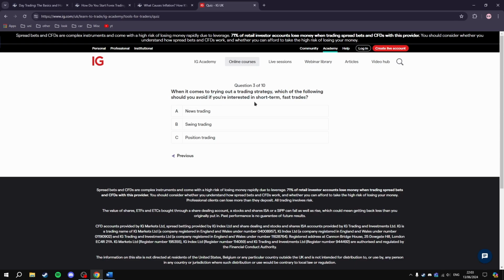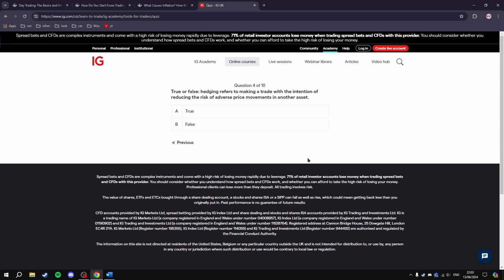Position and swing. Wait, which are position? I was going to click on position and swing, but position? True or false? Hedging refers to making a trade with the intention of reducing the risk of adverse price movements in another asset. True.